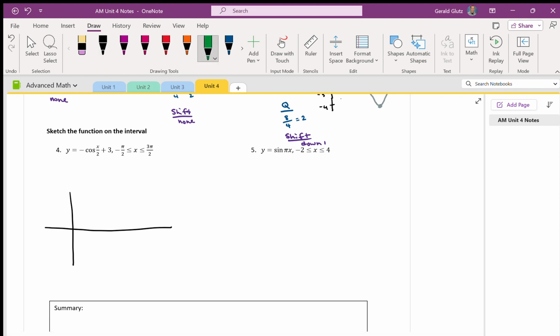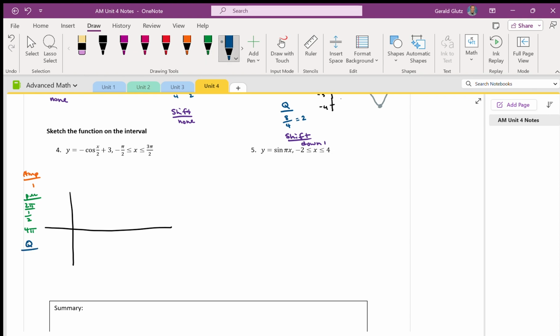So we are going to have an amplitude of 1, a period of 2 pi over 1/2. So x over 2, that's the same as saying 1/2 times x. So that's why I'm getting 1/2 there. If I'm dividing by 1/2, that's like multiplying by 2. So I would get 4 pi. So our period is 4 pi.